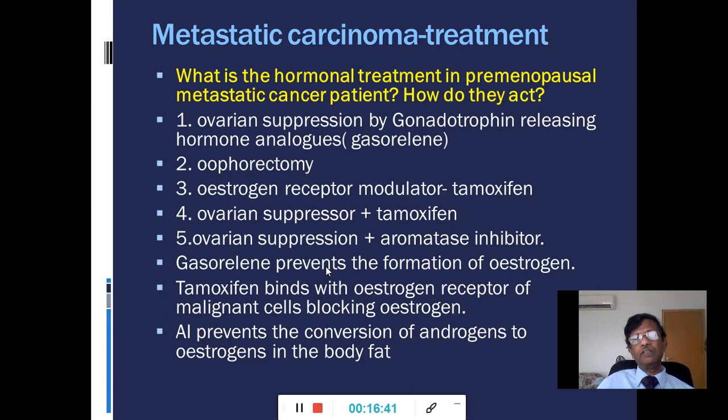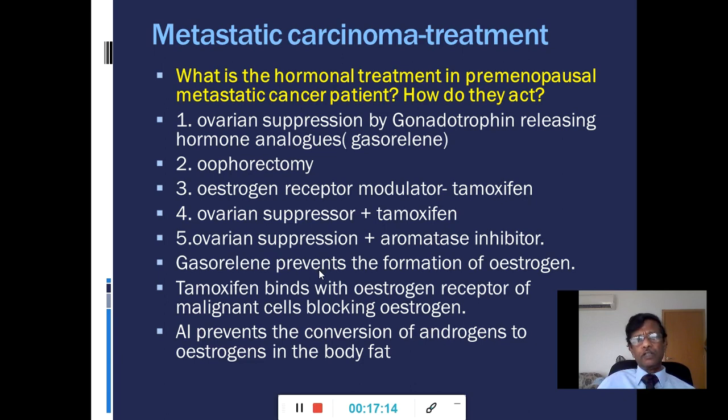Sometimes the patient may not respond to tamoxifen, because even ER positive patients may not respond. Some patients, not all, but nearly 40% of the patients may not respond. In those cases, ovarian suppression and aromatase inhibitors, that is letrozole, can be given.